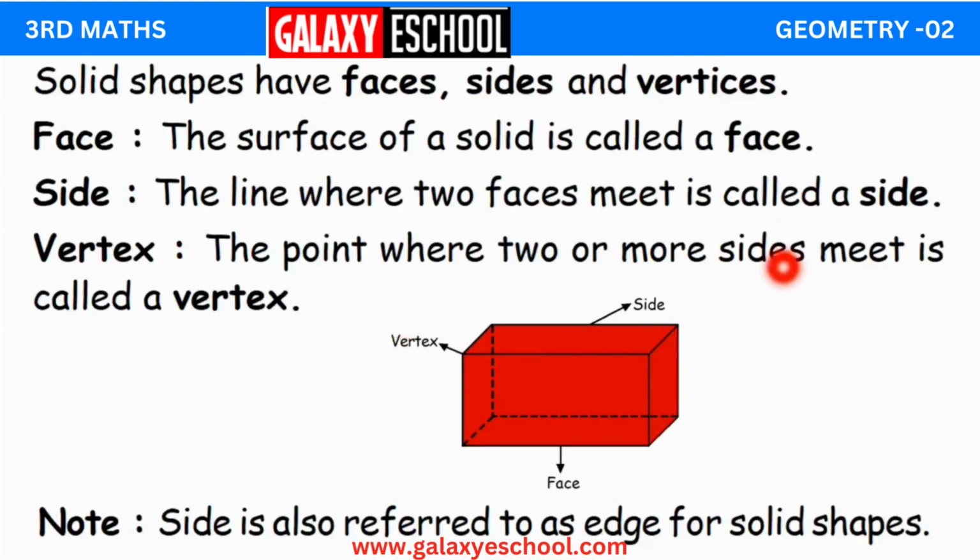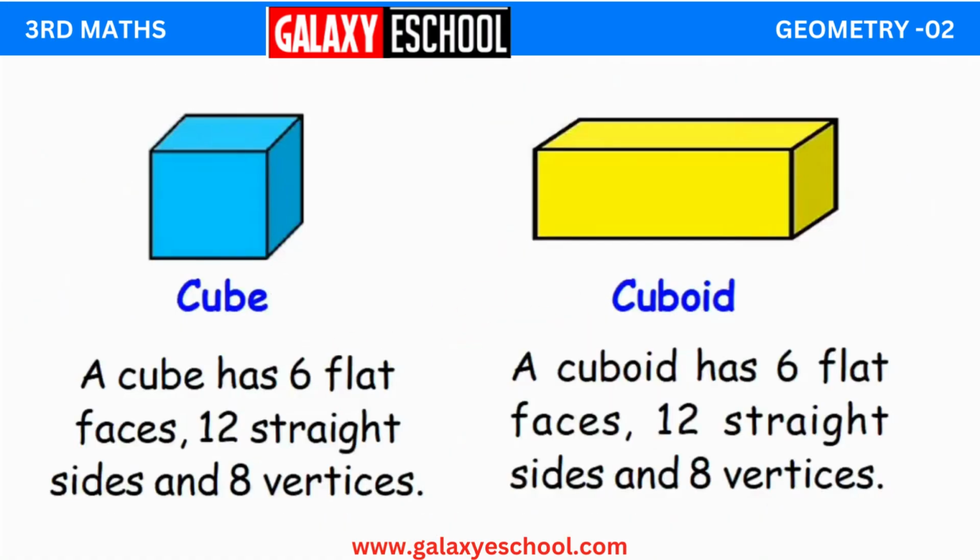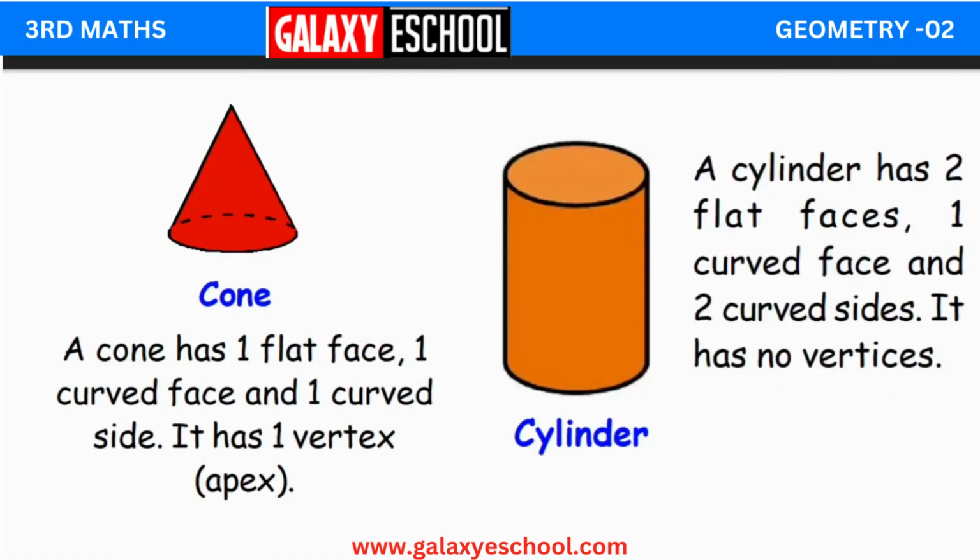The point where two or more sides meet is called a vertex. See children, what is the side here? This is one side, and below this is our other side. Are these two sides meeting anywhere? No, they are not meeting anywhere. So our cylinder does not have any vertex.